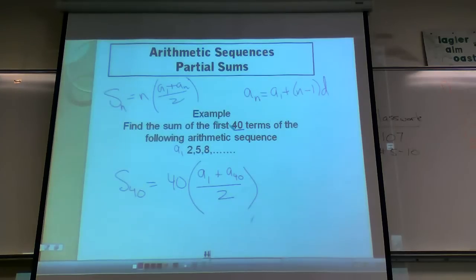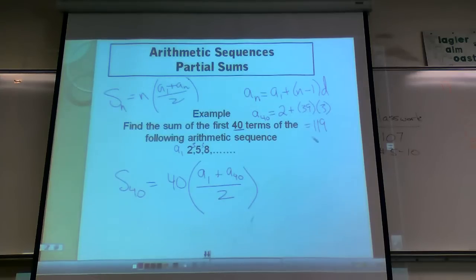Okay, so if I'm doing this, the first thing I'm going to do is find out what the 40th term is. Right, and to do that it would just be 2, that's my first term, plus 39 times, what's the common difference here? 3. Right, because there's a difference of 3 between all of them. So what is 39 times 3 plus 2? 117. It's 117 plus 2.